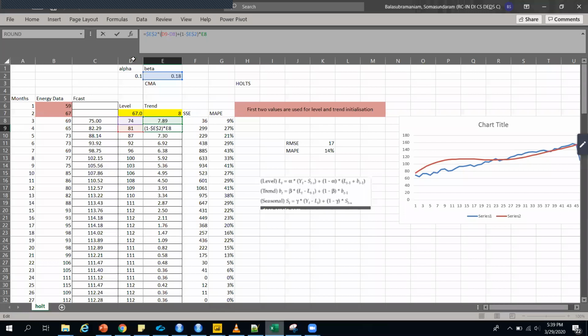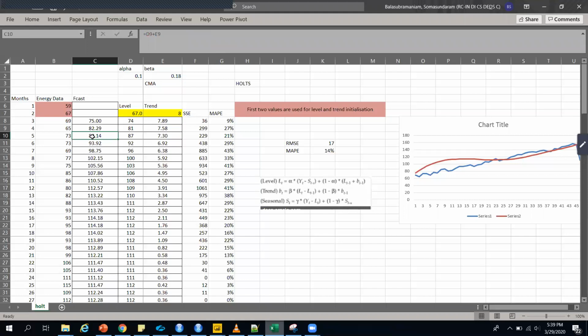So D9 minus D8, that is the previous trend, plus 1 minus beta into E8. E8 is the previous trend value. Okay, so this is the value which it also calculates. That means it is also seeing the trend value, and it is calculating what would be the next month's forecast.